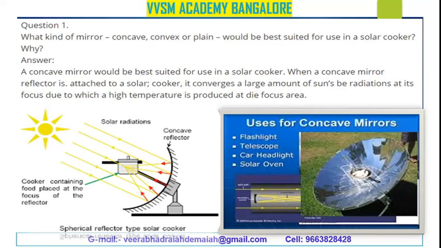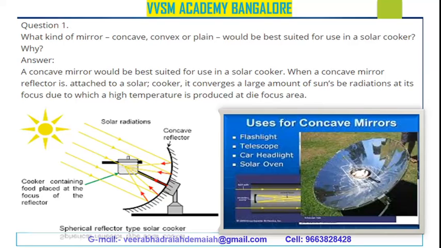What is a concave mirror? A concave mirror is a mirror which is bulged, and the reflecting surface is bulged inward, and the convex mirror is bulged outward. Now in the figure you can see the concave mirror is used as a reflector. The solar radiation falls on the reflecting concave mirror. The energy concentrates on the solar cooker and it gets heated up.